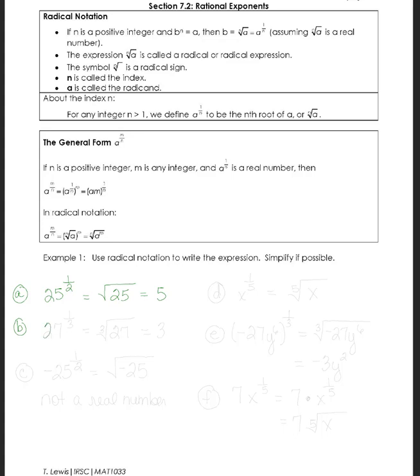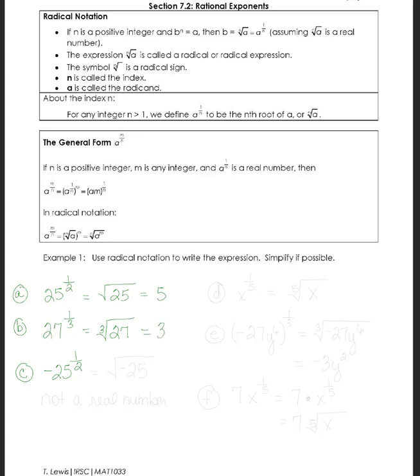Here we go. 27 to the 1/3. I'm going to give you another one. Negative 25 to the 1/2. 27 to the 1/3 power can be converted to what? How would you write it as a radical? Okay. Cube root. Okay, that's how we would say it. The cube root of 27, which is 3.